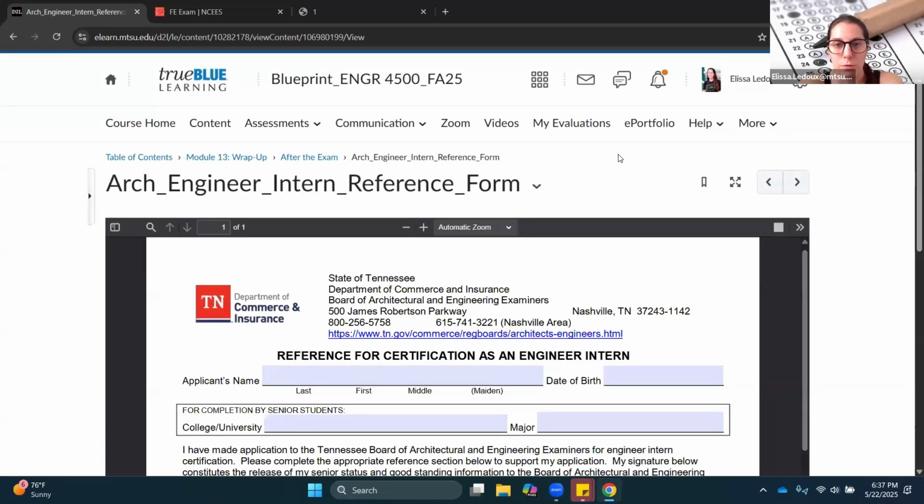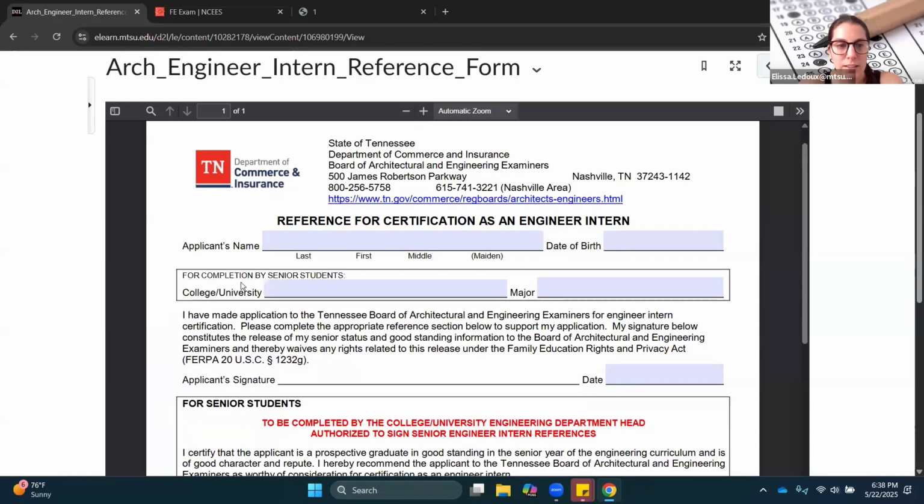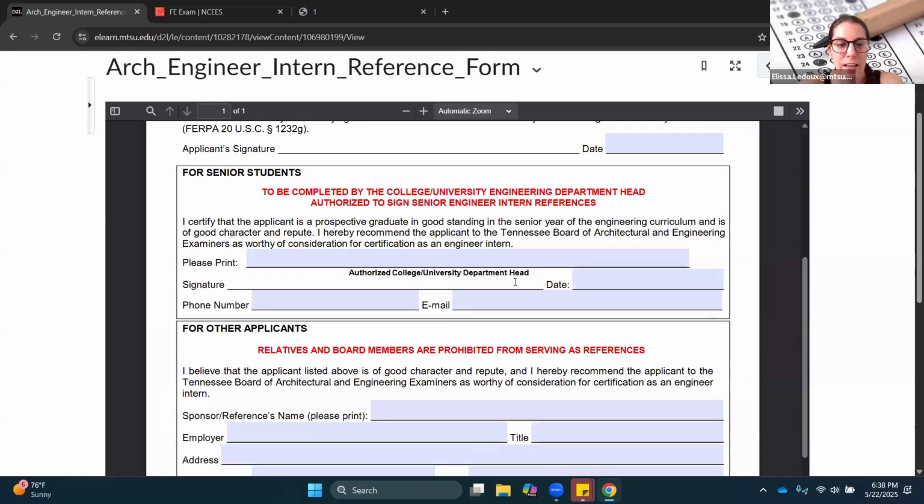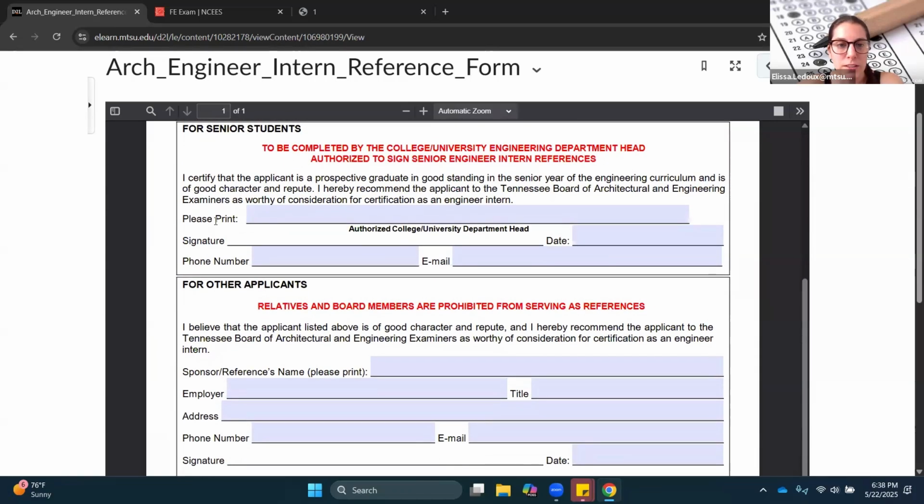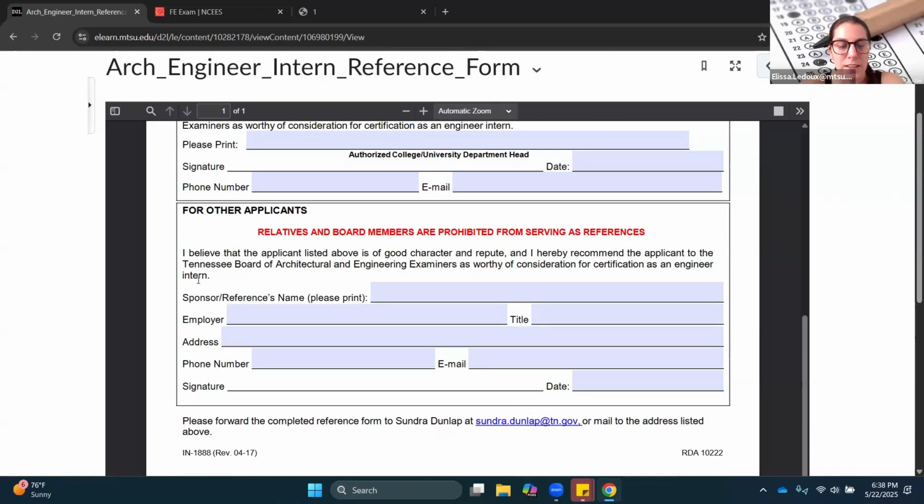There are different forms for different states, but here in Tennessee, you would fill all of this stuff out. And then if you are still a student at the school, then you will put your college and your major, sign and date everything. If you are a senior student, then your department head or chair needs to fill out this information. And if you have already graduated, then you need a reference from your employer. Then you would send the form to this person or whoever is the representative for your state, and that will allow them to put you into their database.